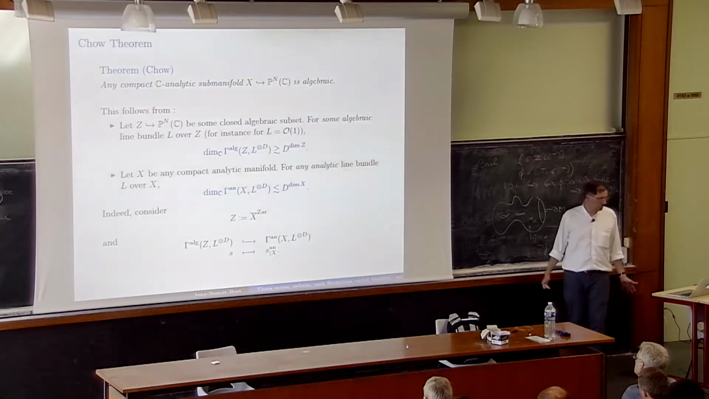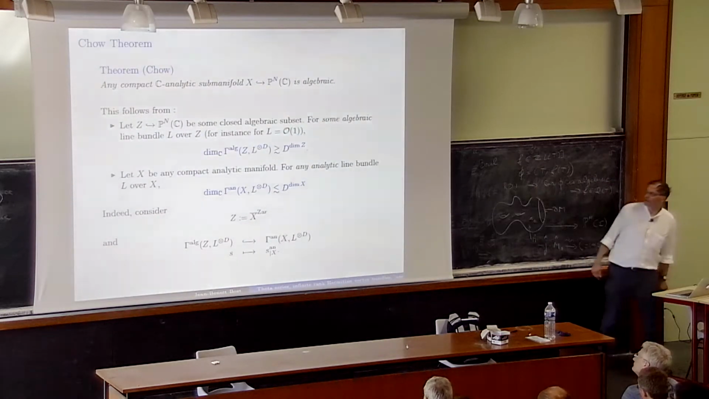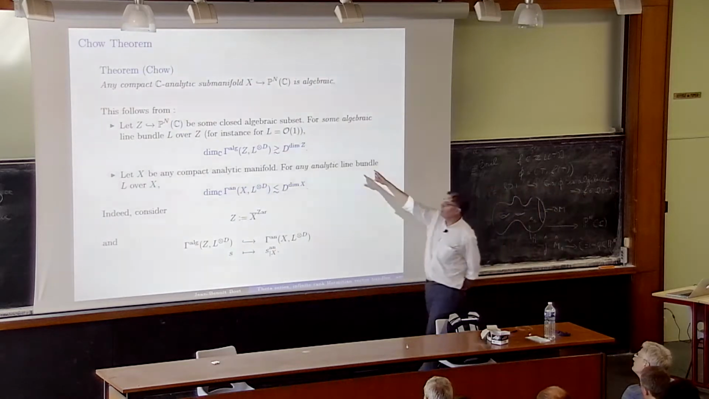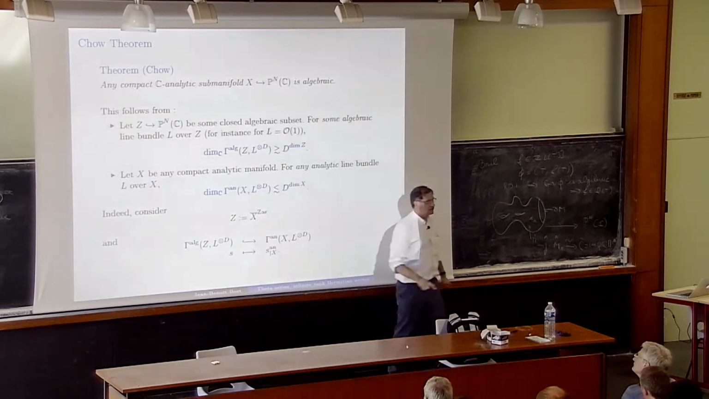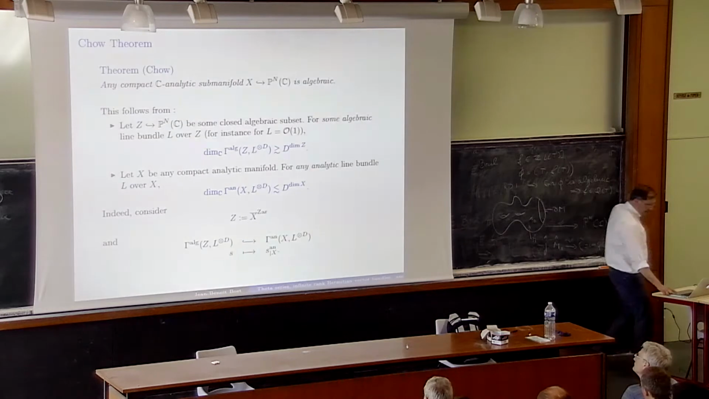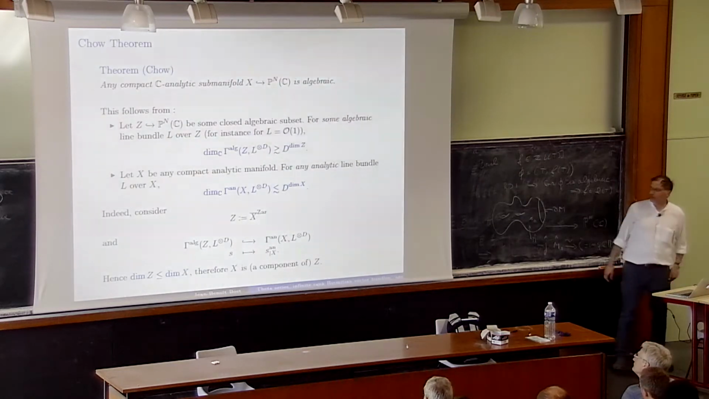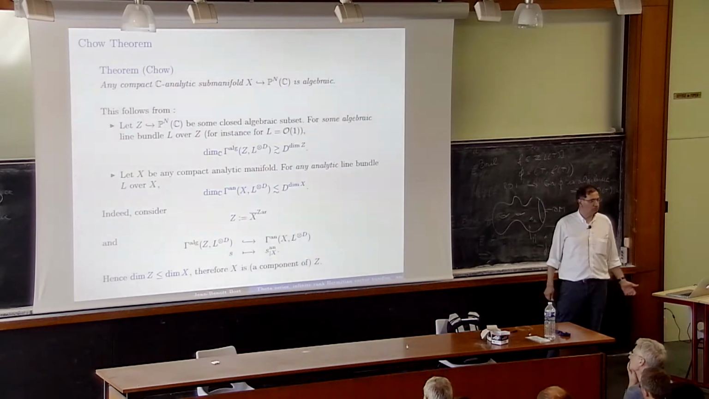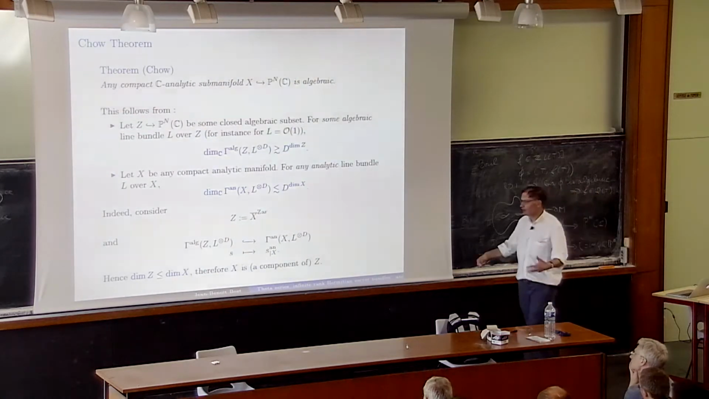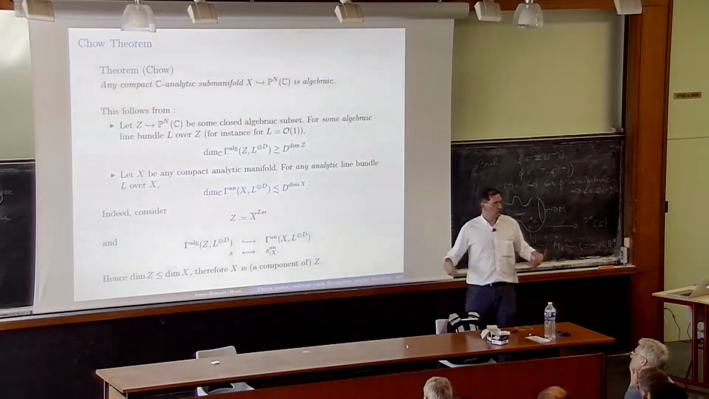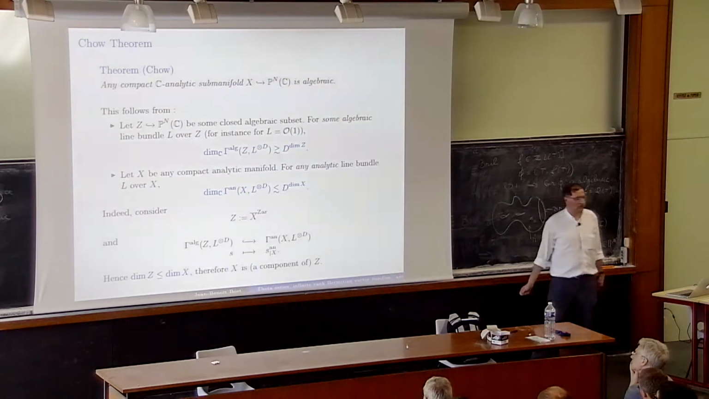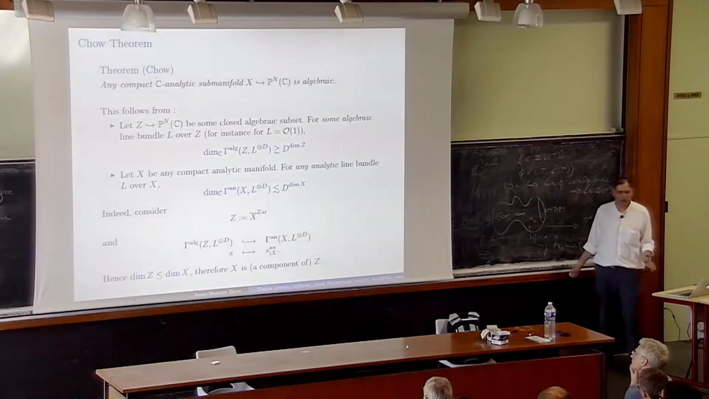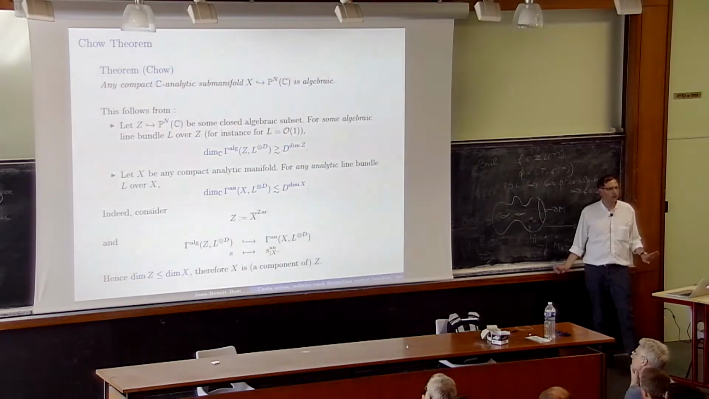Okay? Now if you compare these two bounds on the dimension when d goes to infinity, you get that the dimension of the Zariski closure is bounded by the dimension of X. So it implies that X is a component of Z, and if you know a little bit about connectedness in algebraic geometry, you are done. Okay?